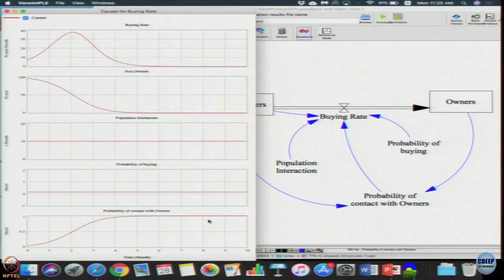How many got it? Same number of hands. I hope there should be more hands every time I ask.